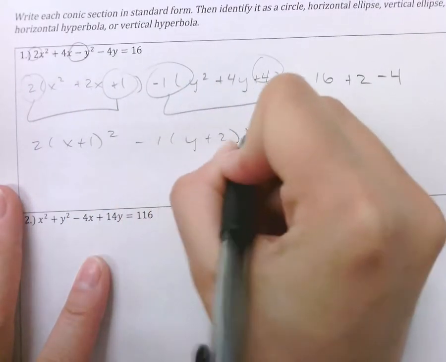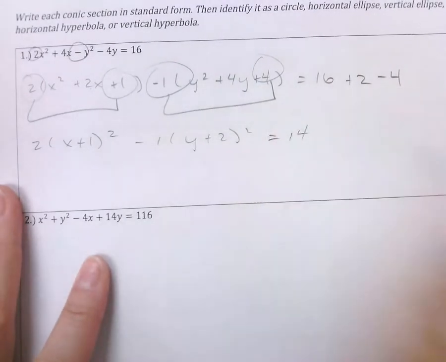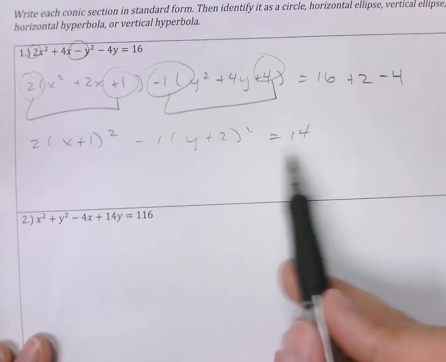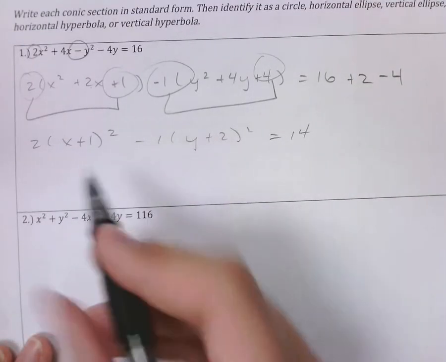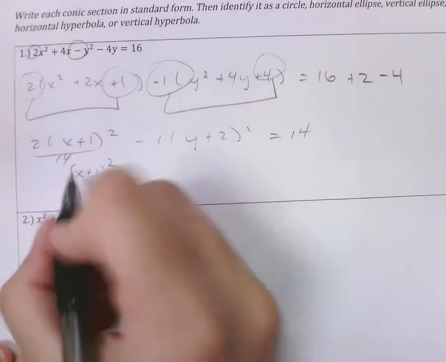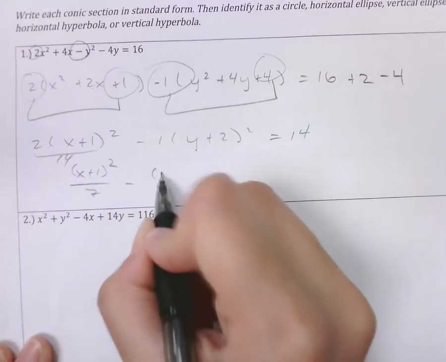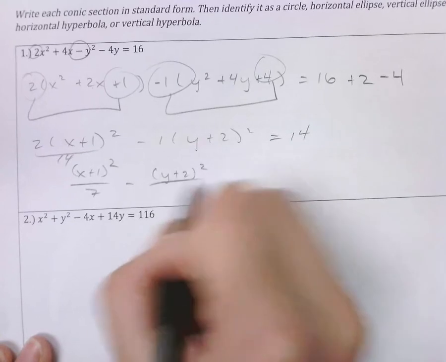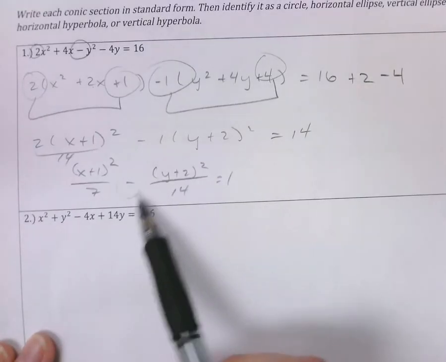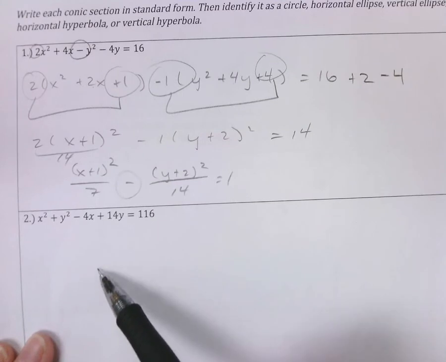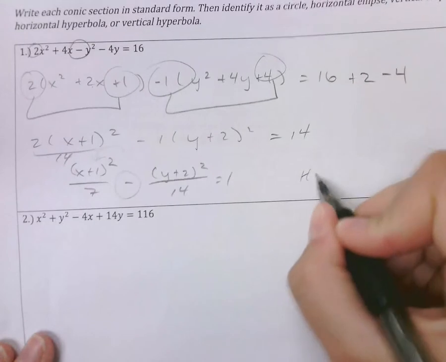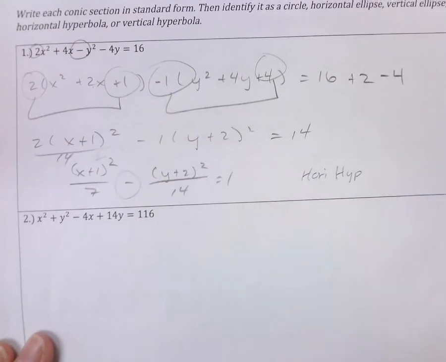This would be like a hyperbola. So what you would have to do after this is divide everything by 14. So when you divide by 14, the denominator becomes 7. This just becomes 14, equals 1. And this is a hyperbola because there's a minus sign here, and since x is first, or x is the positive fraction, it's a horizontal hyperbola. See, it makes sense when you do it.